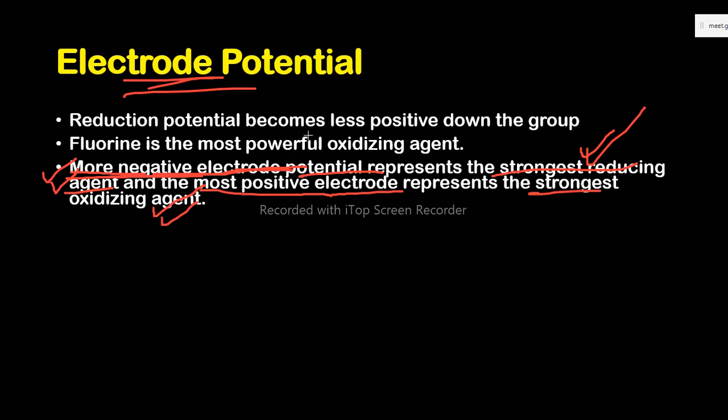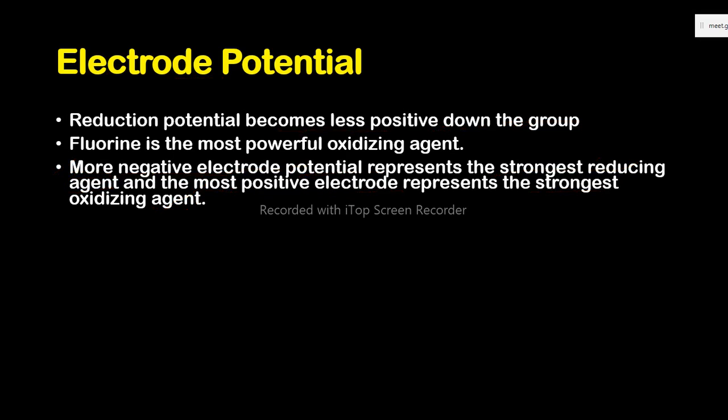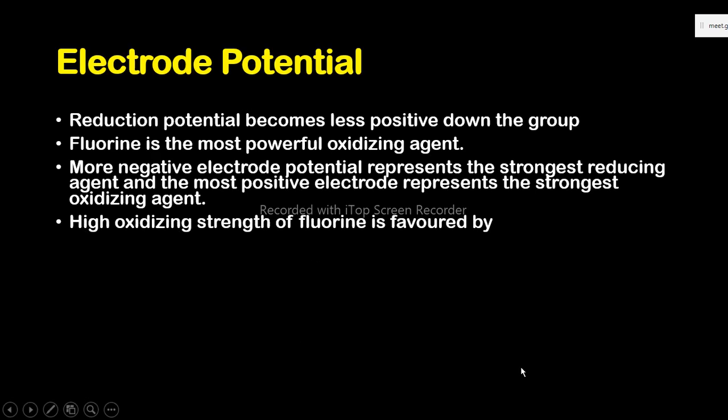So now, if they become less positive down the group, what does that mean? It means the oxidizing power of these halogens keeps decreasing as you go down the group. These are the electrode potentials that can show that. The high oxidizing strength of fluorine is favored by its high electrode potential, and we have concluded that fluorine is a strong oxidizing agent.